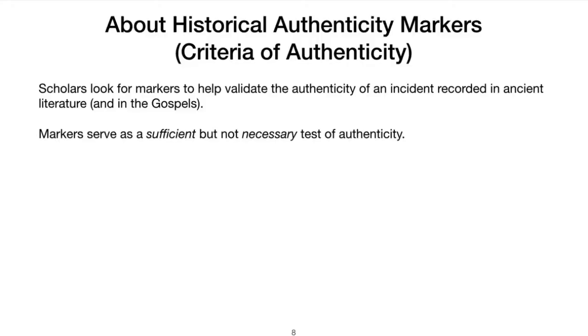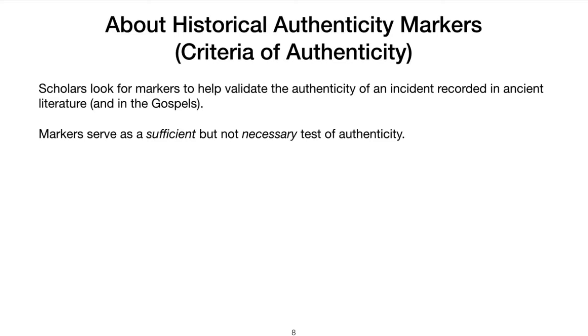So I may believe, when I'm reading the Gospel, that it's true, all right? But if I come across one of these criteria of authenticity, it'll cause me to go, "Oh yeah, this really lends credibility to this." One of the things we have to keep in mind about these markers, and I'll list and describe them in a minute, is that they are sufficient to increase our confidence in the credibility of the text. Okay? So they're sufficient to do that.